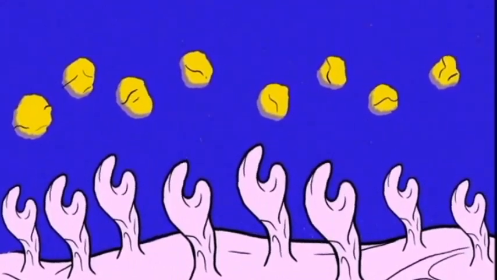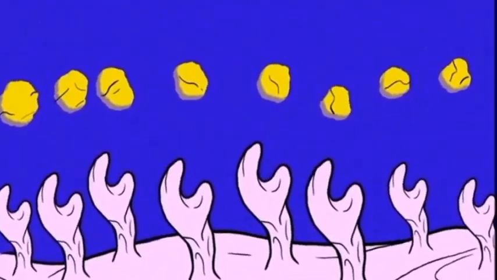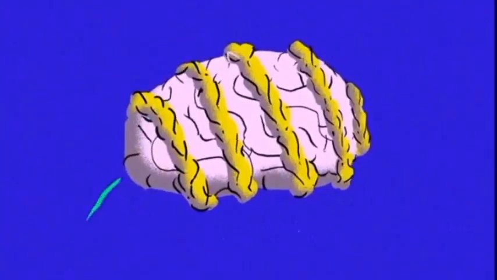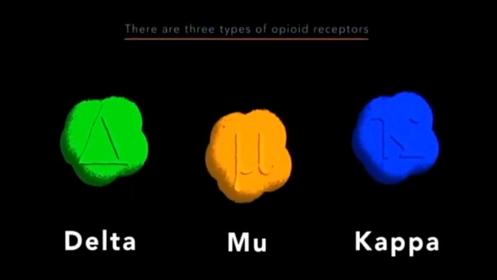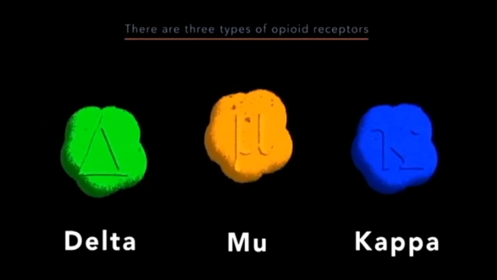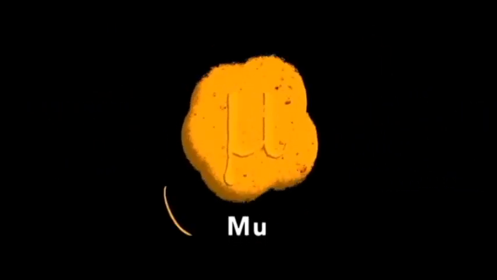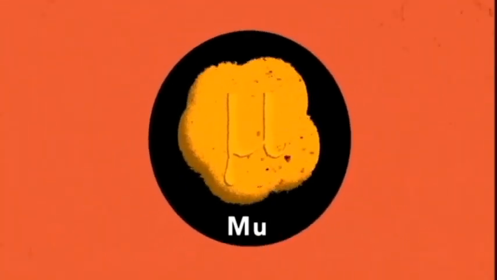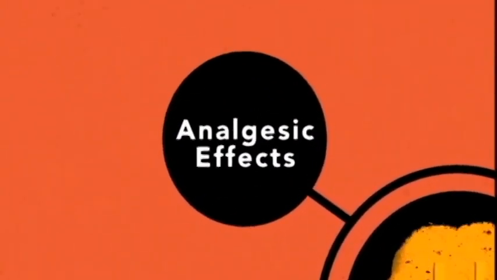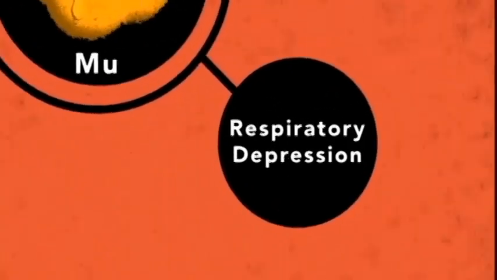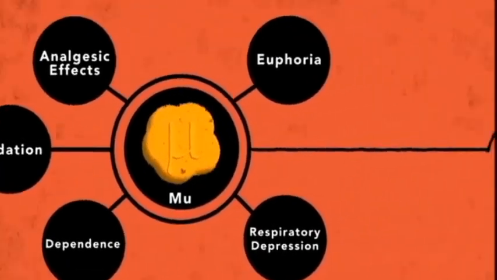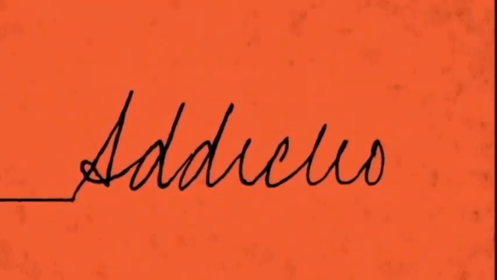The receptors are specialized proteins located on the surfaces of cells. Opioids latch onto the receptors and trigger effects in the cells. There are three types of opioid receptors: mu, delta, and kappa. Opioids that are either used for treatment or misused produce their effect primarily from binding to mu receptors. Activating these receptors can produce analgesic pain-killing effects, euphoria, sedation, dependence, respiratory depression, and more. The euphoric effect, and dependence in particular, may lead to addiction.